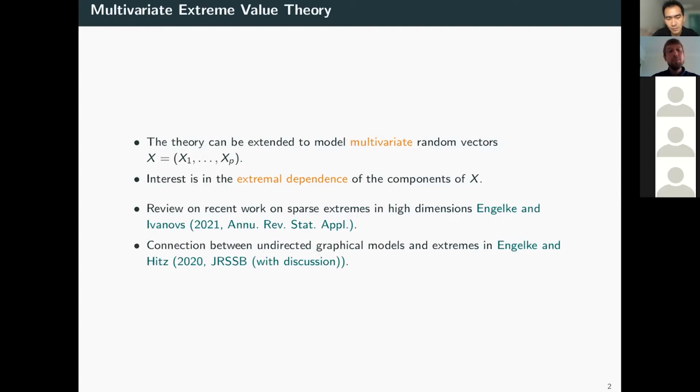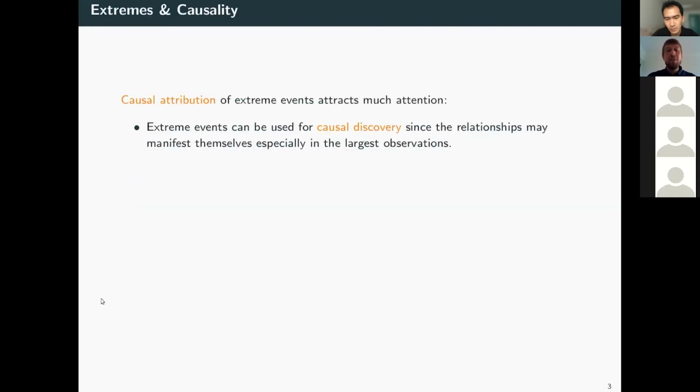Now, one way of introducing sparsity, of course, is conditional independence structures and graphical models. We have made this link between the classical theory of graphical models and the theory of multivariate extremes in this 2020 discussion paper in JRSSB. All of these methods concentrate on modeling extremal dependence and not so much on detecting causal structures.